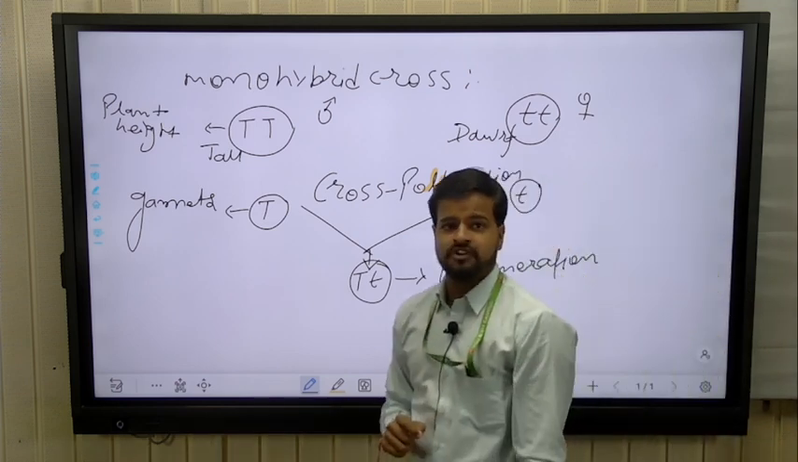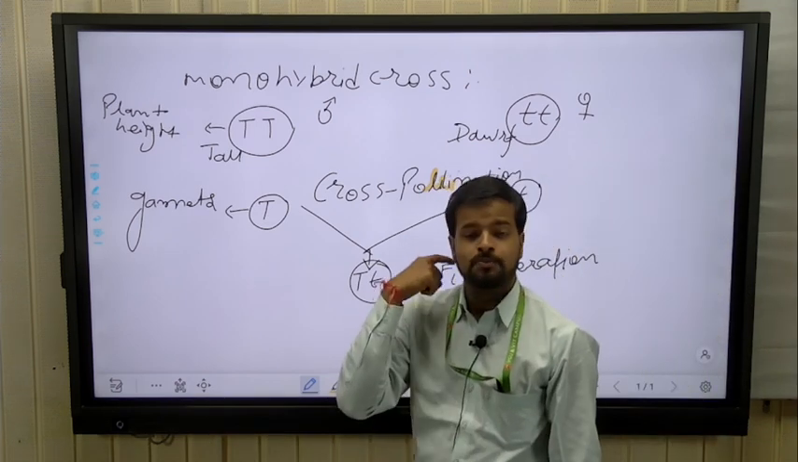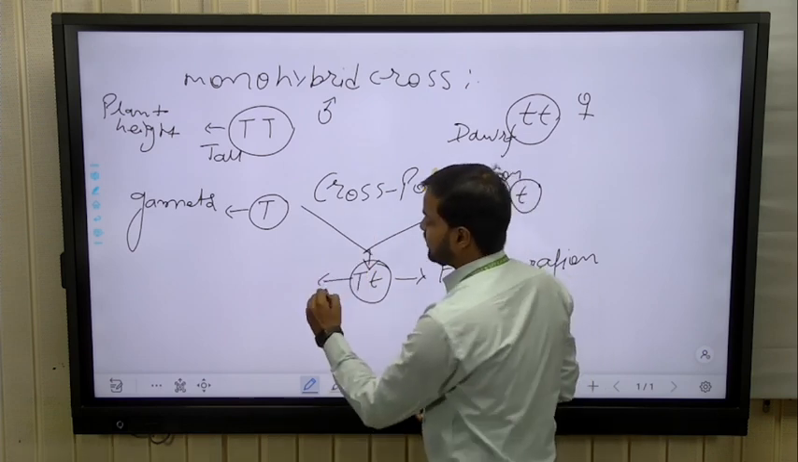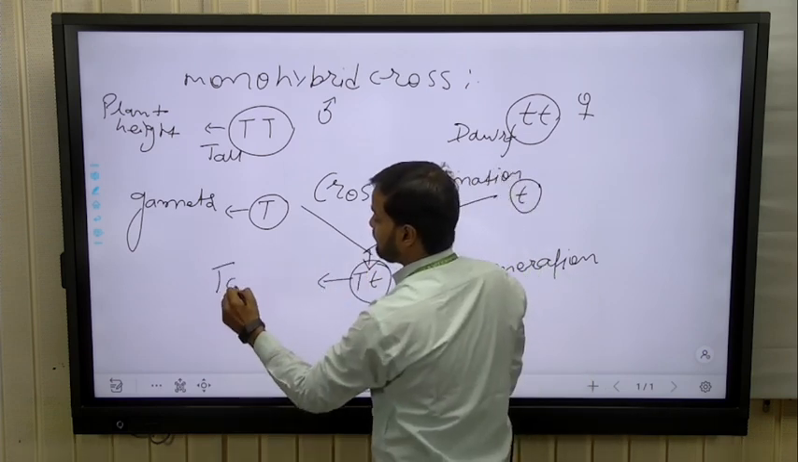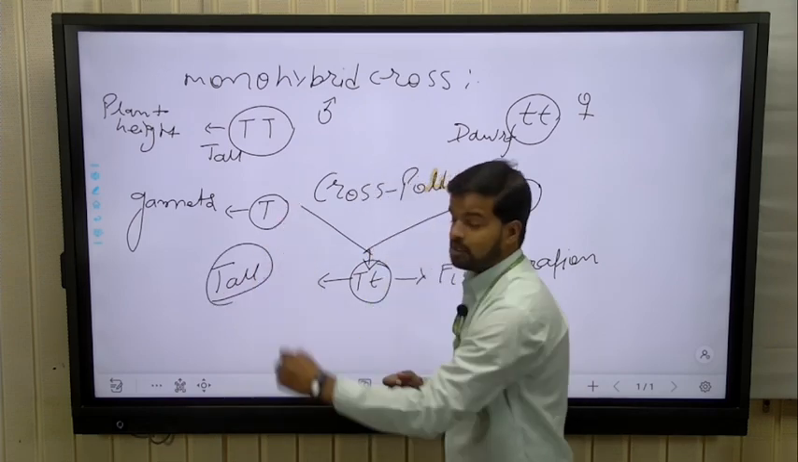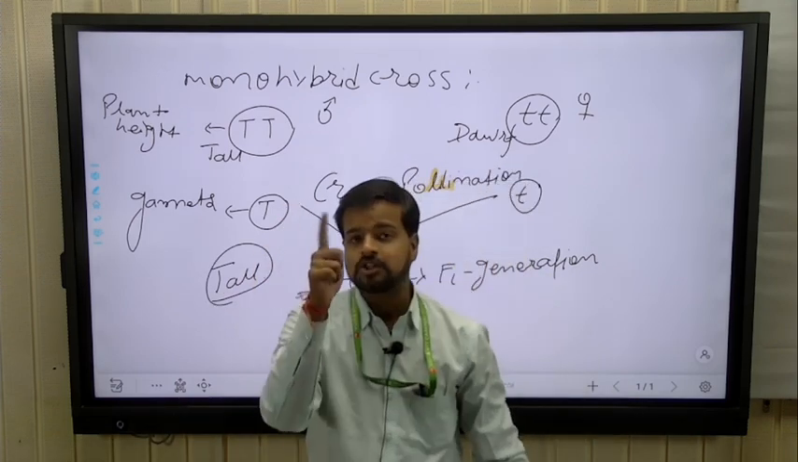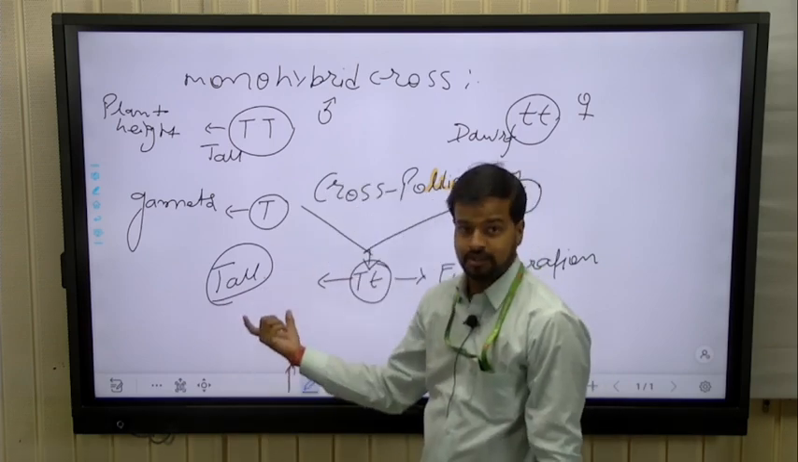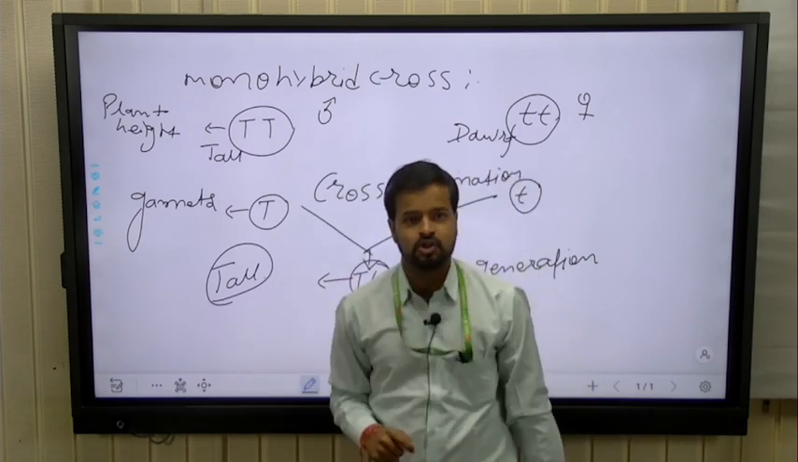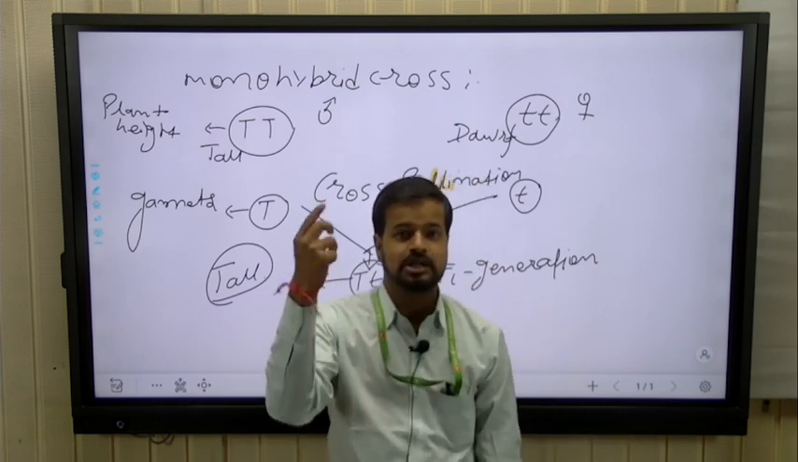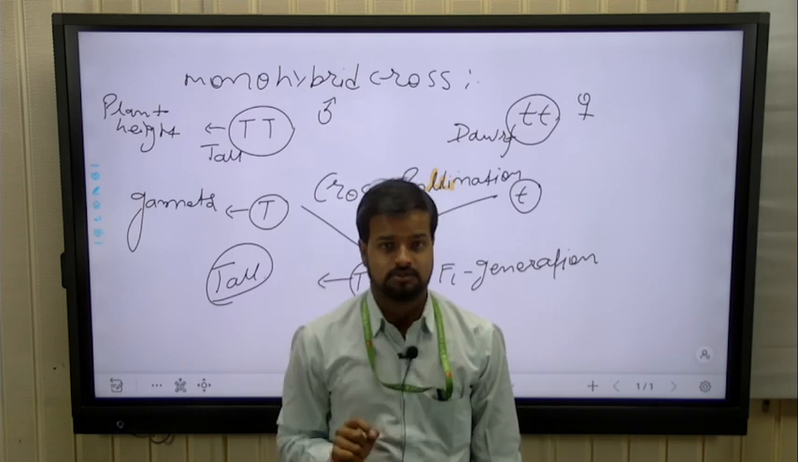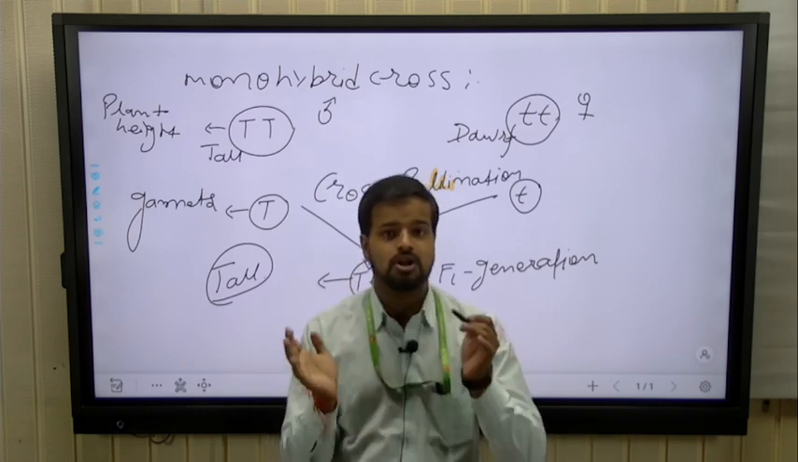After the formation of the F1 generation, Mendel observed the phenotypic characters, and as we know, the phenotypic character is what? Tall. That means after obtaining the F1 generation, we obtain the tall characteristic of a plant, and on the basis of this phenotypic character, Mendel concluded about the monohybrid cross as a dominant law, and this law is called what?